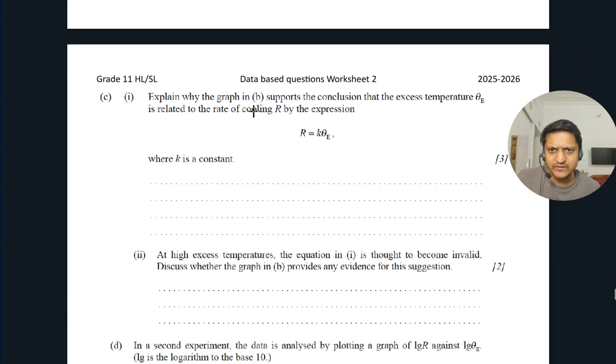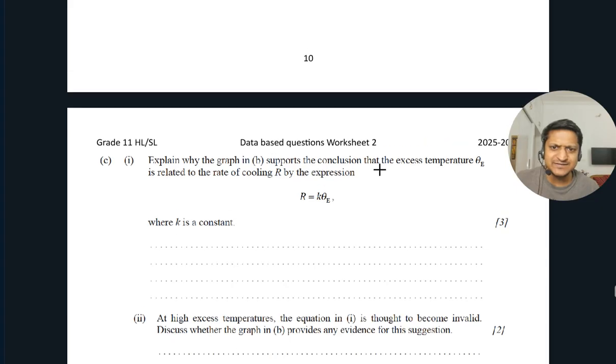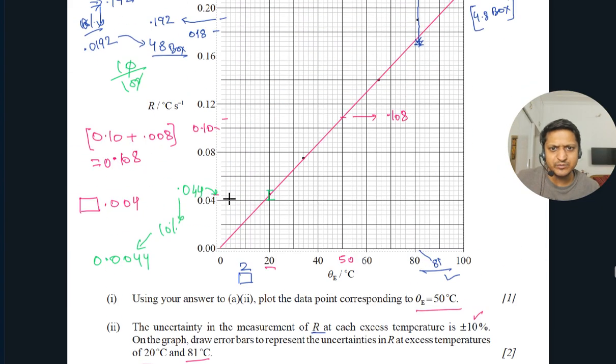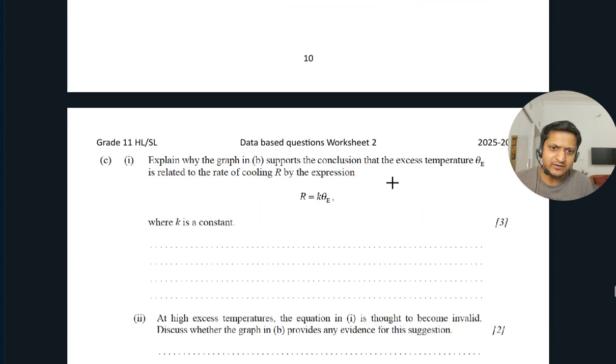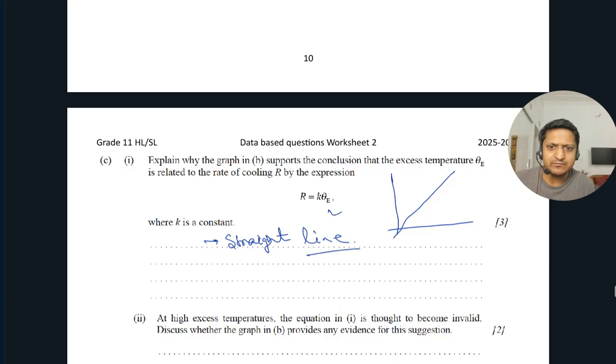After that, explain why graph B supports the conclusion that excess temperature theta E is related to the rate of cooling R by the expression. See, we will say it because R is directly proportional to it, because we have a straight line graph passing through the origin. So that's why it supports the formula.